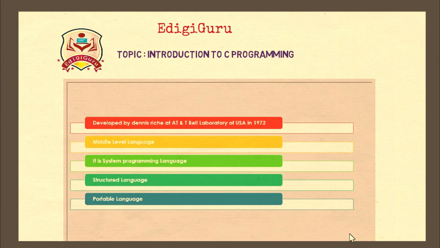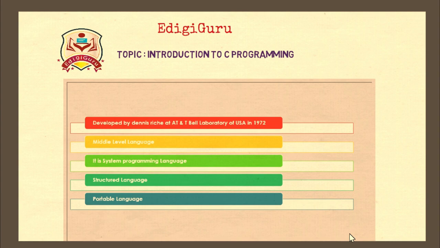What is C programming? How can we define C programming? C programming is one of the core and fundamental programming languages. It is one of the core programming languages, and that's why sometimes it is also referred to as the mother language.